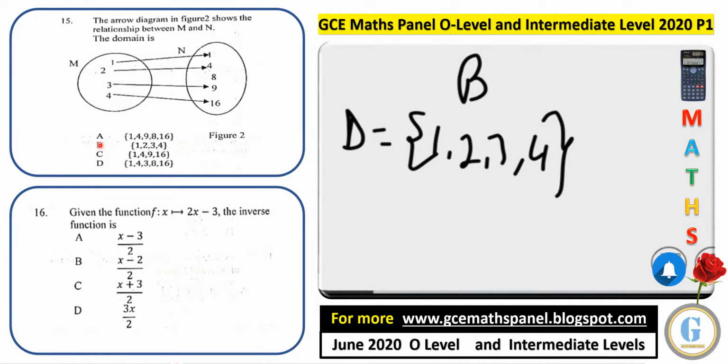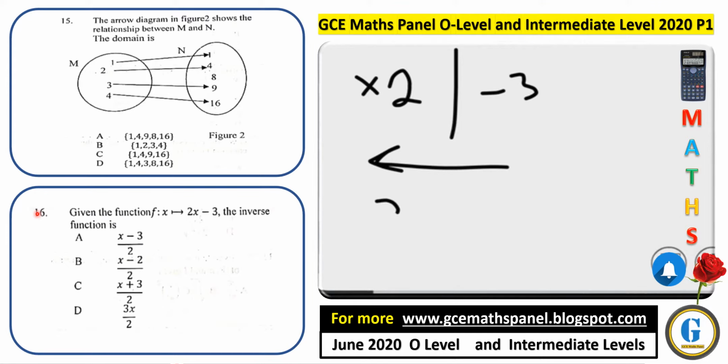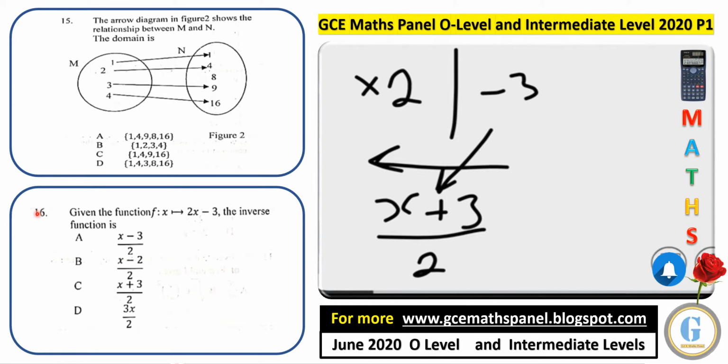Question 16. Given the function f is such that x is mapped onto 2x minus 3, the inverse function is, well, we can get a shortcut instead of solving. What they have done here is they multiplied by 2, then the next thing they did was to subtract 3. So for our inverse function, we start with the end. Instead of subtracting 3, we add 3. And now, instead of multiplying by 2, we divide by 2. So our inverse function is x plus 3 on 2, option C.